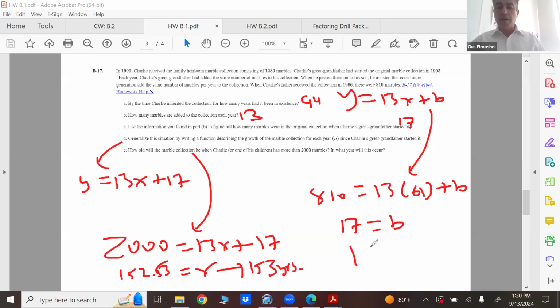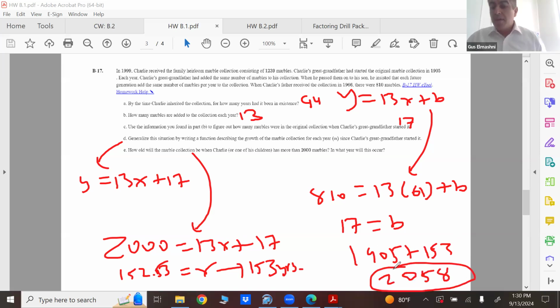Add on to 1905, right? That's going to be the year 2058. Mhm. Yeah, so 34 years from now. So again, it helps to make a table, so you can organize information very nicely. Assign your variables too, know what the variables represent, then make a linear function, which you guys know how to do, and then you can answer the rest of the questions pretty smoothly.